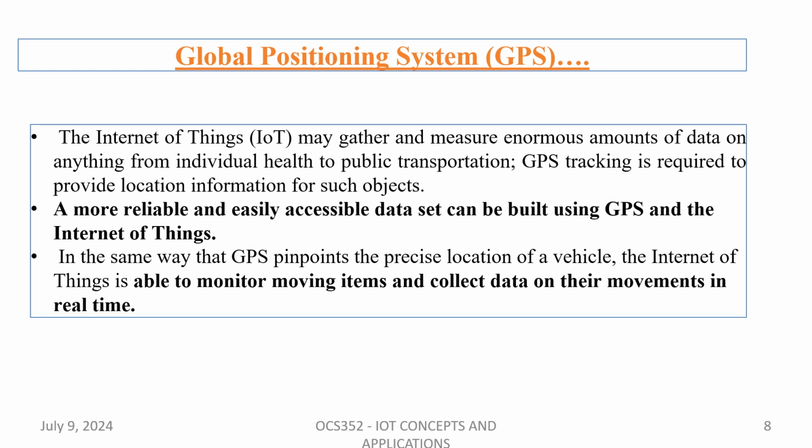The Internet of Things may gather and measure enormous amounts of data on anything from individual health to public transportation. GPS tracking is required to provide location information for such objects. More reliable and easily accessible data sets can be built using GPS and the Internet of Things.